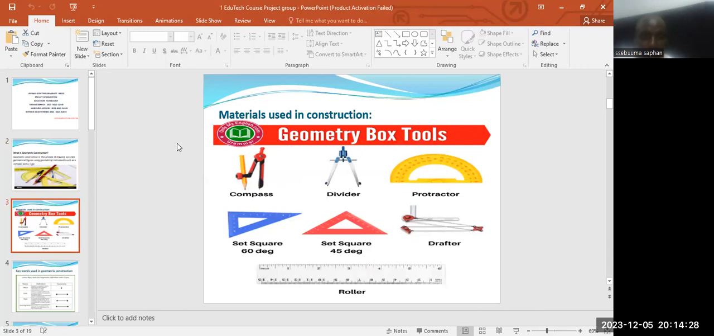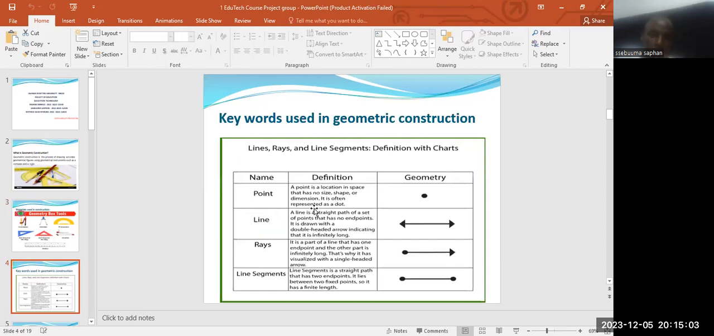Under geometric constructions, we have different tools or instruments that we are going to be using. As you can see, here we have a compass, we have a set square of 60 degrees, we have a set square of 45 degrees, we have a protractor here, we have a divider, we have a drafter, and a ruler. I know these instruments are so familiar to you. We've been using them in primary level, however much this is secondary level. So don't fear. Feel at home, my learners.